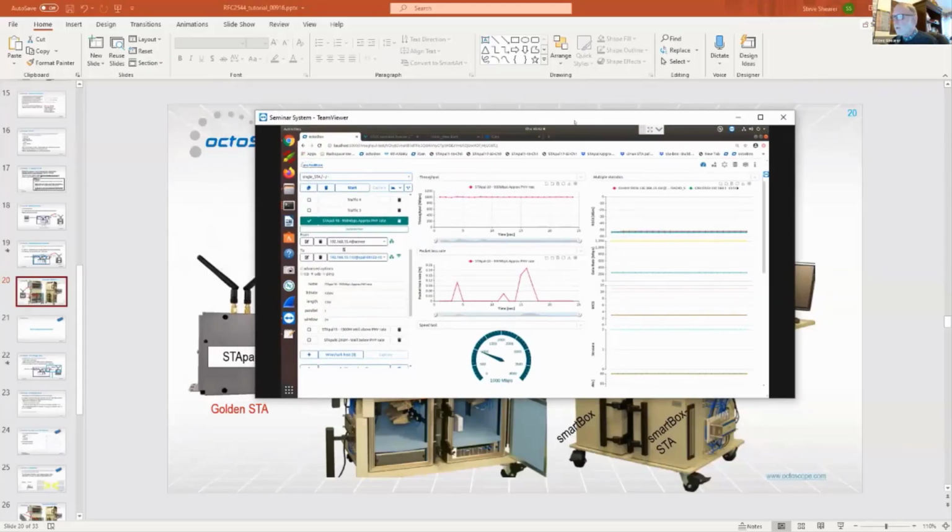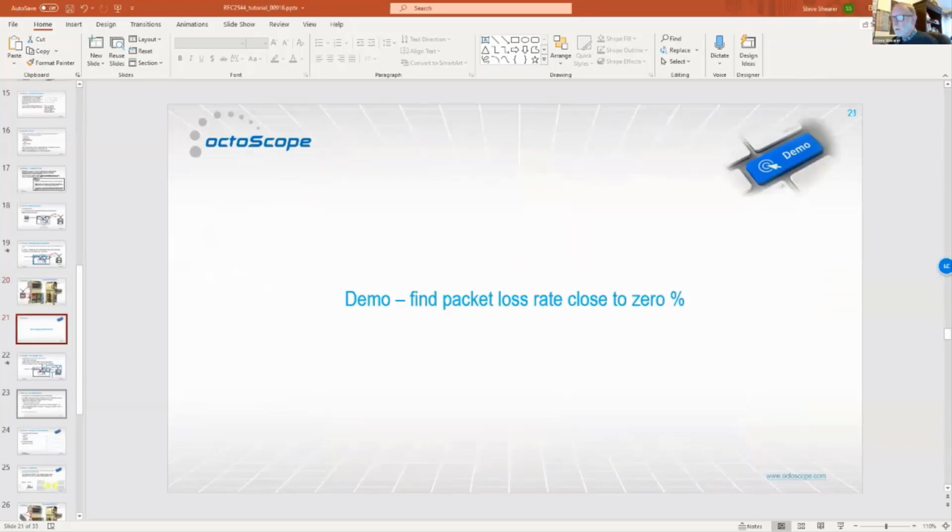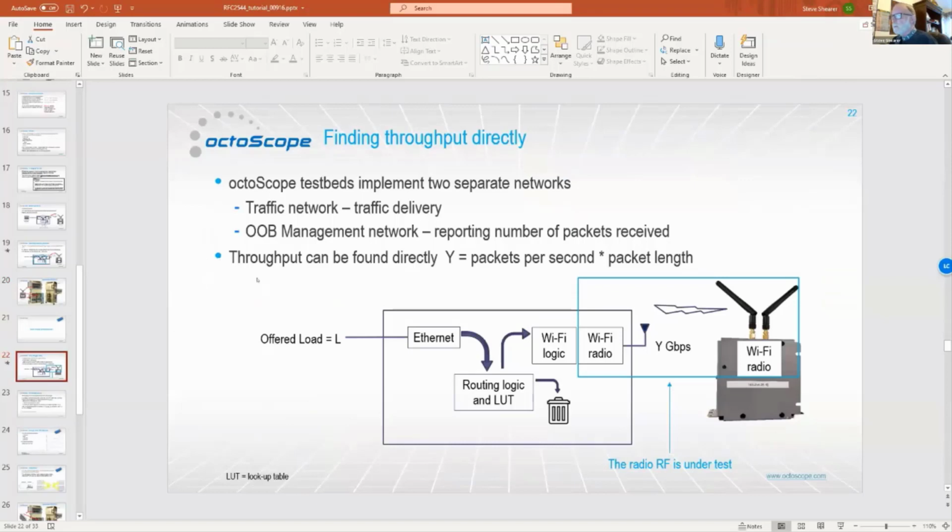Right, I'm going to pull this out of the way. So we had a look at that. That's one way of finding the maximum throughput. In our octoscope test beds, we implement two separate networks. We have a traffic network for traffic delivery, and an out-of-band management network, which we use to control the devices and to pull statistics from them. In the case of throughput, we use that to measure the throughput directly. Essentially, we count the packets per second, multiplied by the packet length, and we get a measure of throughput directly, or as some people term it, goodput.